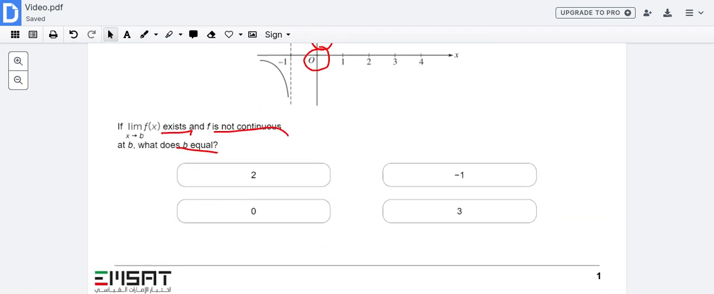So if we just go here, out of all these answer choices, the answer would be 0.